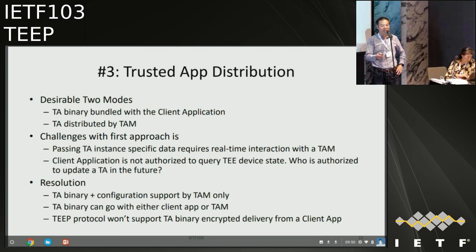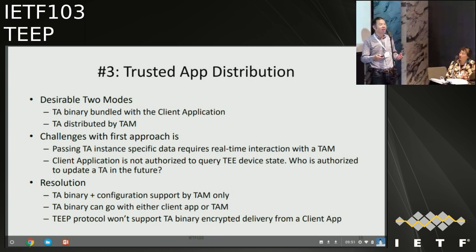Trust application distribution, this is number 3, and I think we had an extensive discussion on this, right? We want to support trust application binary distributed by TAM or by a client application. But we talked about, say, the configuration data that is device specific or TA instance specific. Where do we get that data? So what we discussed was TA binaries can be distributed by either the client app or TAM. But if you combine configuration data, it will be by TAM only. The reason for that is configuration data should be encrypted, should be protected when it is given to the device, right?